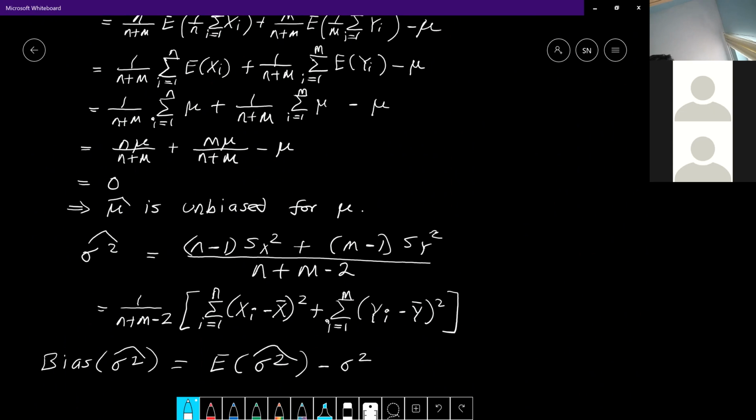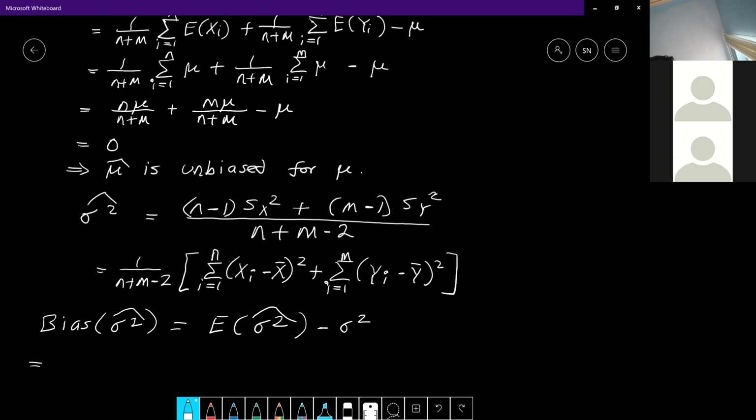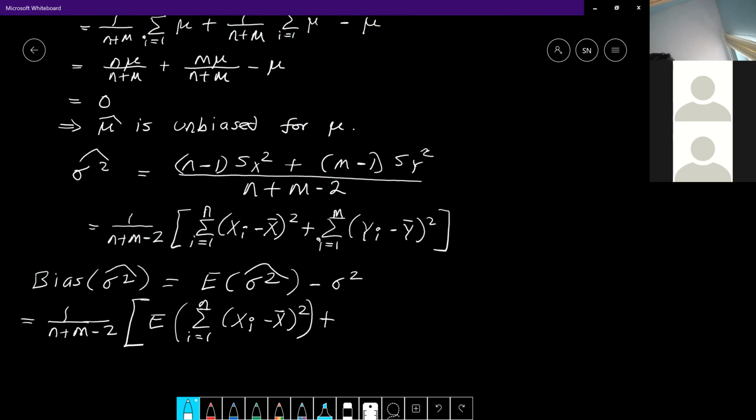So taking the expectation, you get 1 over n plus m minus 2. In brackets, you have the expectation of the sum. So I'm taking the expectation inside the square brackets, as you can see. Then you have the expectation of the second sum, minus sigma squared. You guys with me?